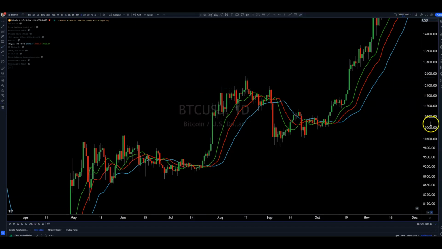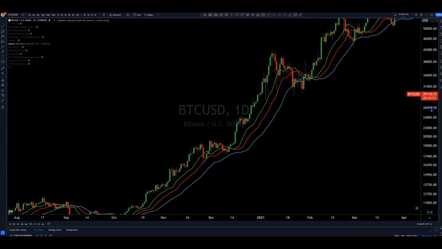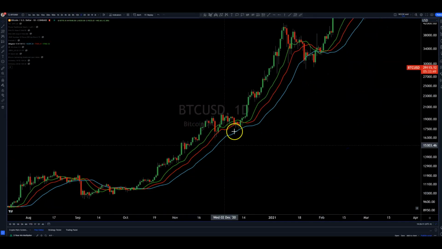Now, you can always use your other knowledge of chart patterns and things, right? And maybe I'm making this more complicated than it needs to be, but I think you get the idea of the moving average system. This isn't rocket science. Most people know what moving averages are and how to use them.